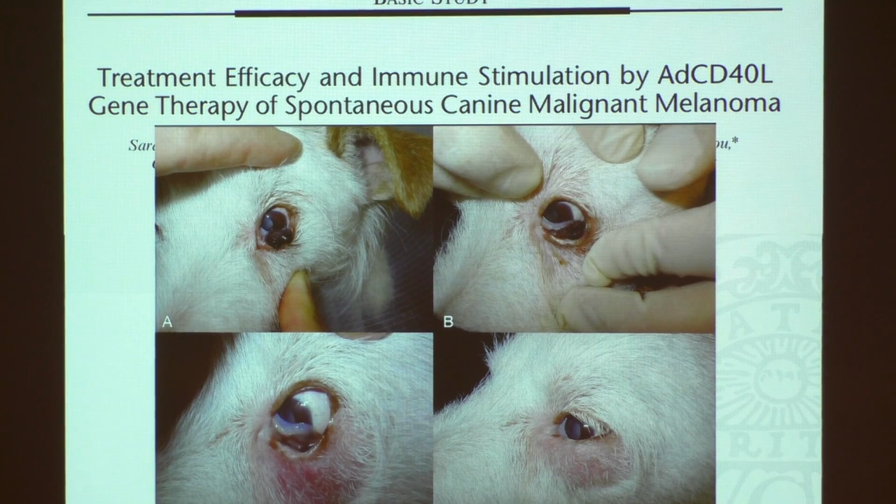This is another example, a tumor in the eyelid, so it's a uveal malignant melanoma. We treated this tumor 6 times with CD40 ligand virus, and we could see that the tumor started to shrink, and we also saw a large inflammation in the eye. The dog started to lose some hair close to the eye, and after that the tumor was completely gone, and after a few weeks the hair came back.